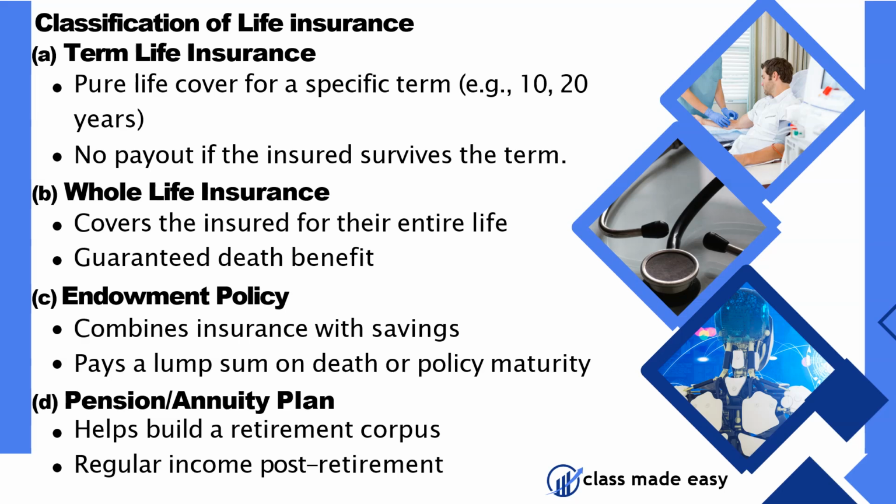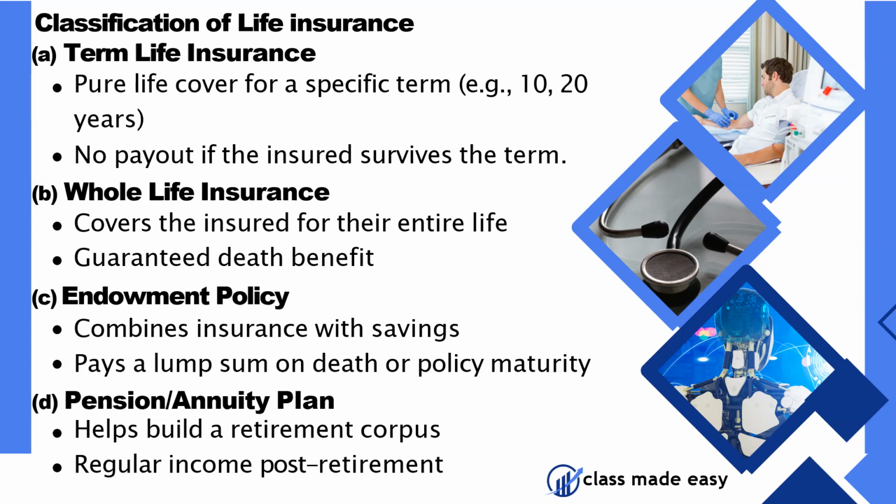And then still under life insurance, we have what we call endowment policies. So these ones will combine an aspect of insurance and also aspects of savings. At some point, when we talk about maturity in a policy, maturity is when the years that you had committed yourself maybe to doing the savings come to an end, for example, 10 years, then a lump sum amount is paid on death or policy maturity.